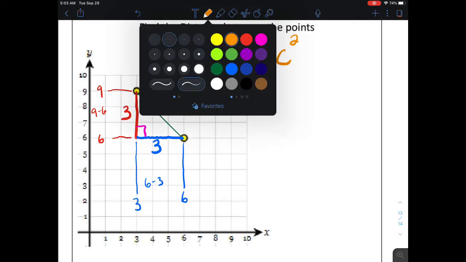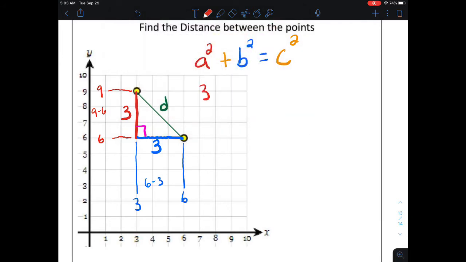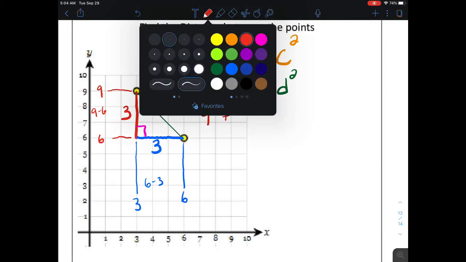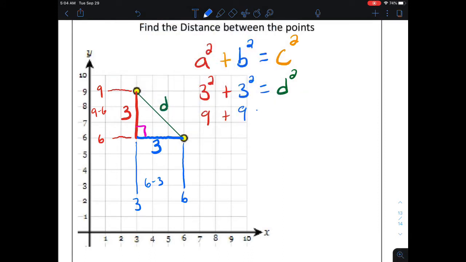Well, a is 3. So I have 3 squared plus b is also 3. And c is our distance, which is d. And so I'd work my way to solve from here. Now 3 squared is 9. So I got 9 plus 3 squared again is 9 equals d to the second power. So 9 plus 9 is 18. So I got 18 equals d squared.